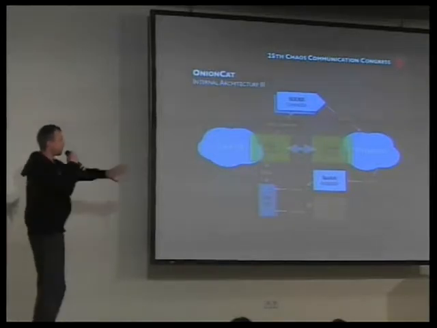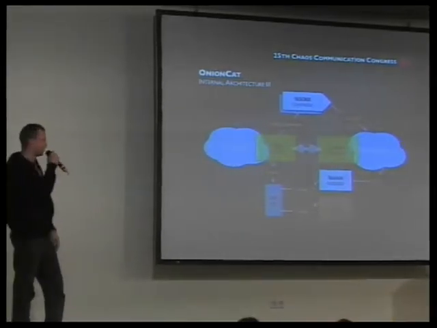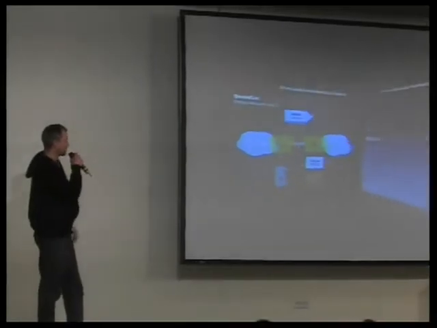Okay, that's more or less all that happens in onioncat. So let's have a look at applications. What can we now do with this?